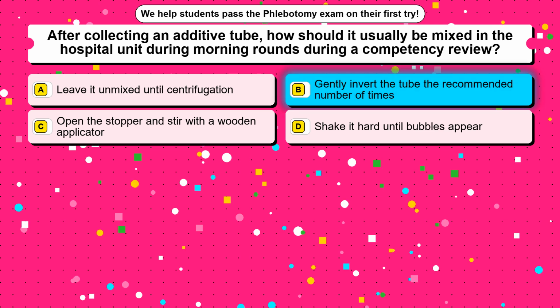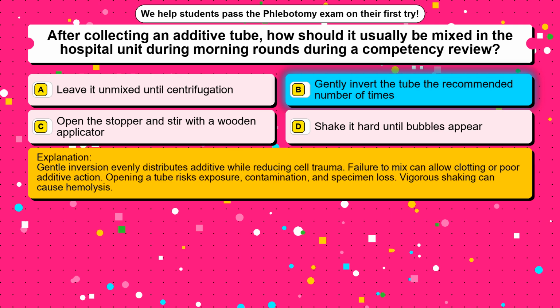The correct answer is option B. Gently invert the tube the recommended number of times. Gentle inversion evenly distributes additive while reducing cell trauma. Failure to mix can allow clotting or poor additive action. Opening a tube risks exposure, contamination, and specimen loss. Vigorous shaking can cause hemolysis.